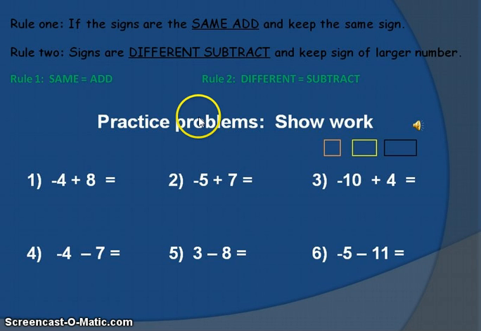The first rule, same add, same signs add. Rule 2, different subtract, different signs subtract. So read through those as you work through the problems, and it will help you get into a rhythm of if you're adding or subtracting when you're going through these problems. Also, what I want you to do on these practice problems is show your work. I want to see the boxes and see any other math that you do, whether you're lining them up to add them or subtract them. But I want to see the boxes. Make sure you're boxing it correctly.